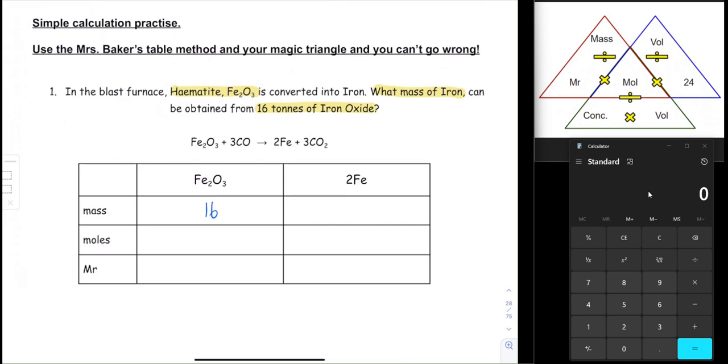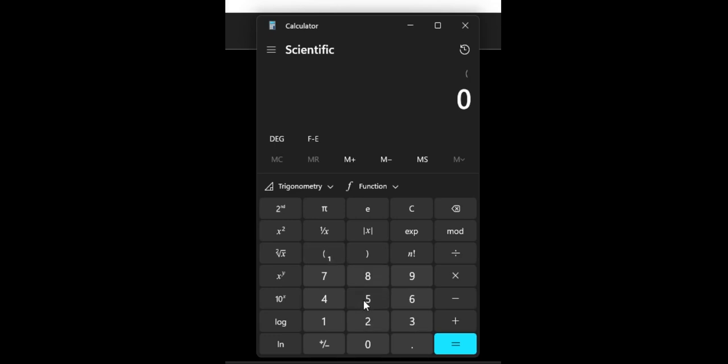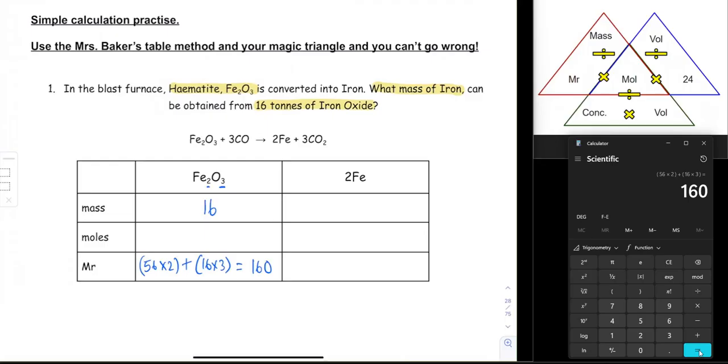We can always work out the relative molecular mass because we've got our periodic tables. So the relative molecular mass of iron is 56 times 2 because there are 2 irons, and you add that to 16 times 3 because there are 3 oxygens. That gives us, open our brackets, 56 times 2, close our brackets, plus, open our brackets again, 16 times 3, close our brackets again, gives us 160. So our Mr is 160.